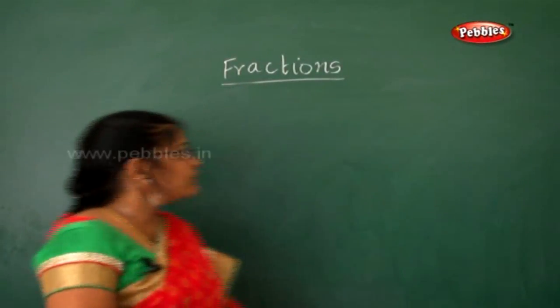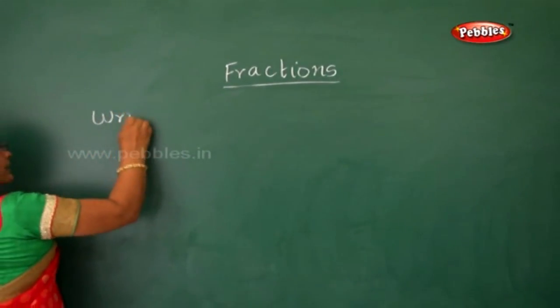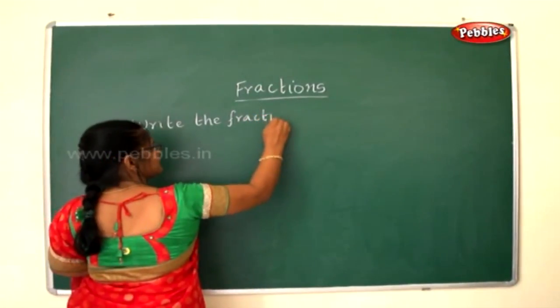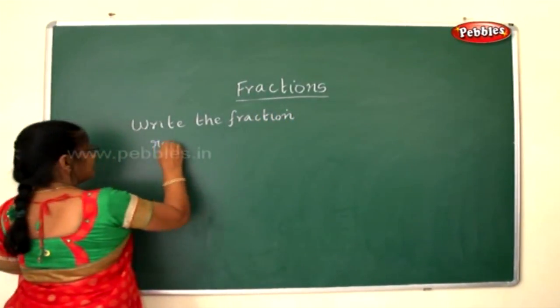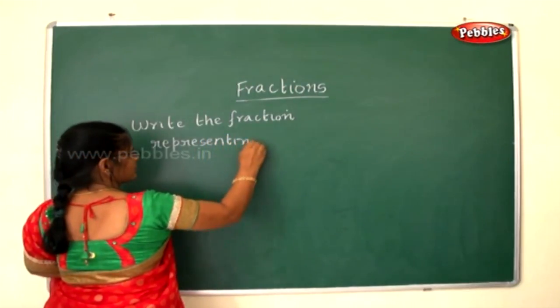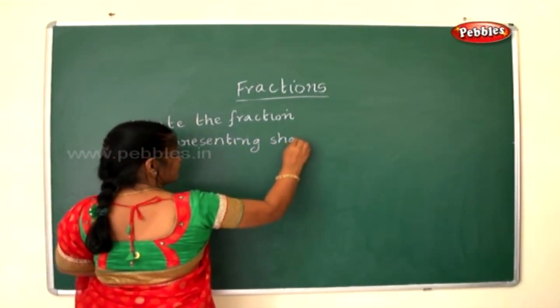A third sum, write the fraction representing the shaded portion. This is the next sum. Write the fraction representing the shaded portion.